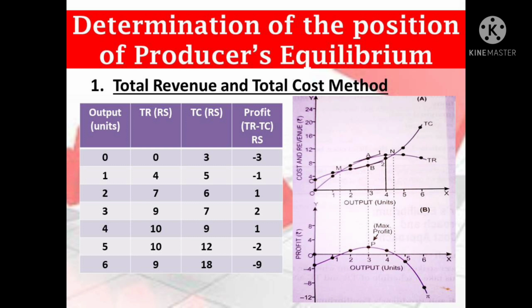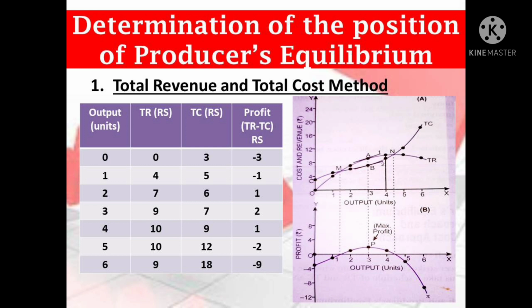You see here in this figure, the π curve shows total profit as the difference between TR and TC, and the difference between TR and TC is measured in terms of the vertical distance between the TR and TC curves. The vertical distance between the TR and TC curves is maximum when 3 units of output are produced. This is where the producer strikes his equilibrium.